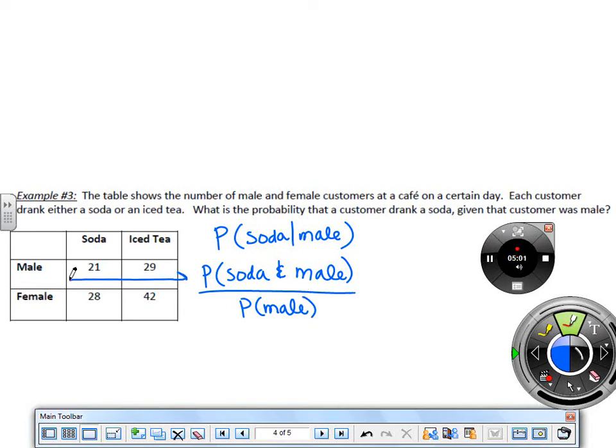So male total is going to get across this row right here, for a total of 50. And soda drinkers that are male is that cell right there, 21. So this is 21 out of 50, which is 0.42 or 42%.